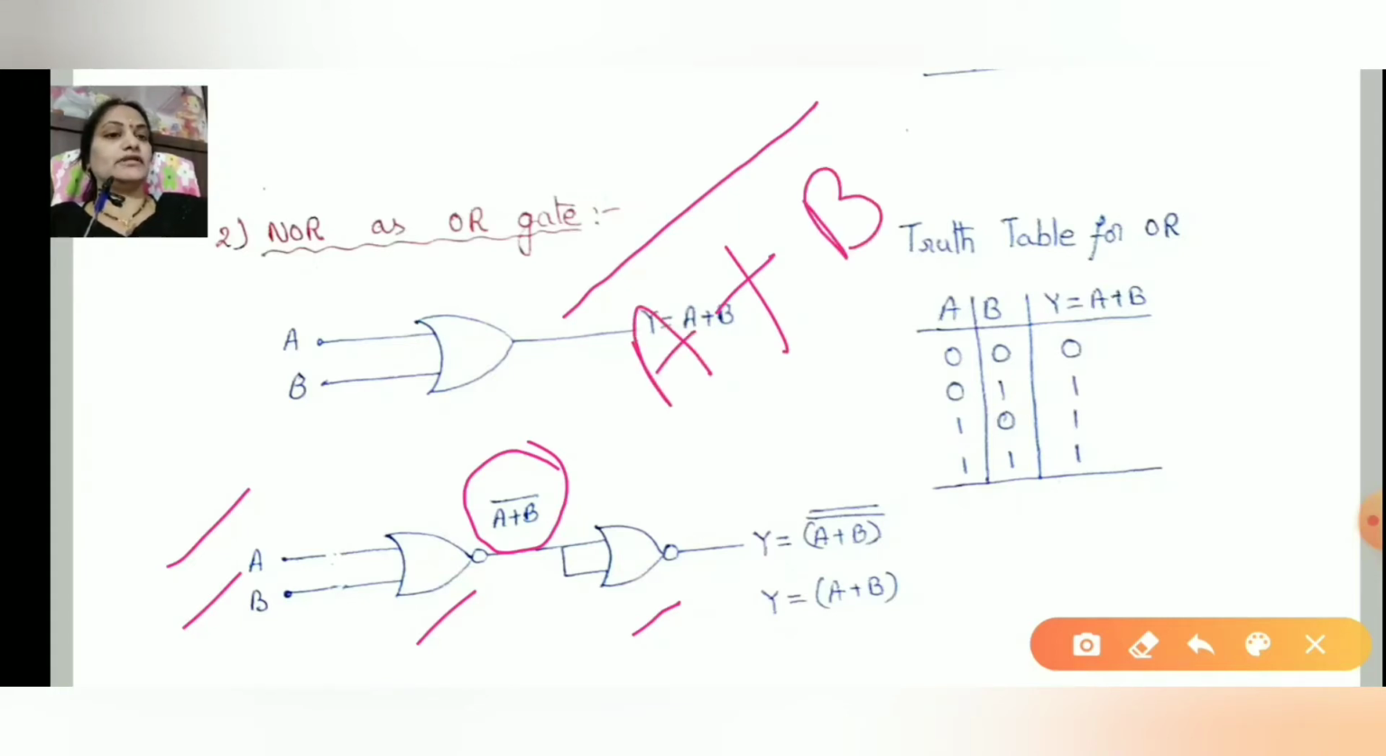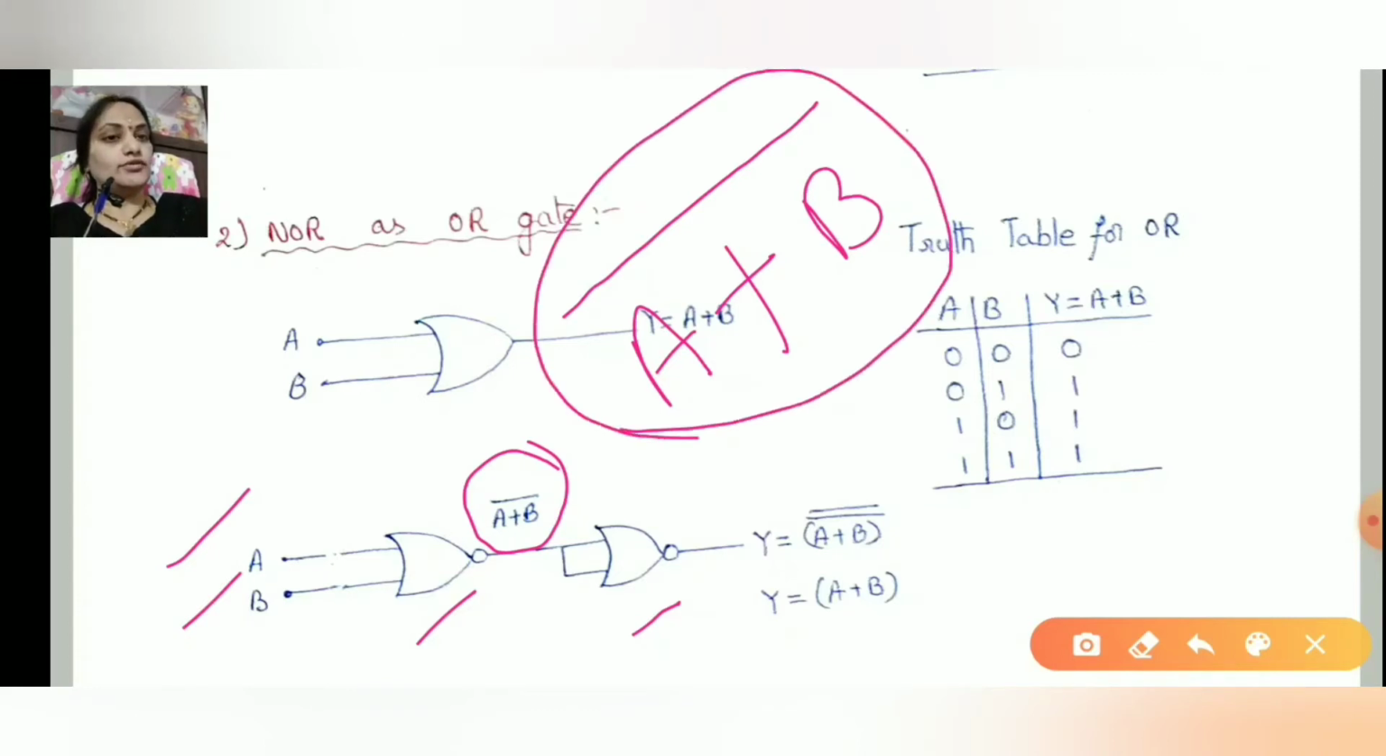Now this output acts as input for gate 2. In the case of gate 2, you can observe that its inputs are connected to each other. Connected to each other means how does it act? It acts like an inverter. It acts like a NOT.